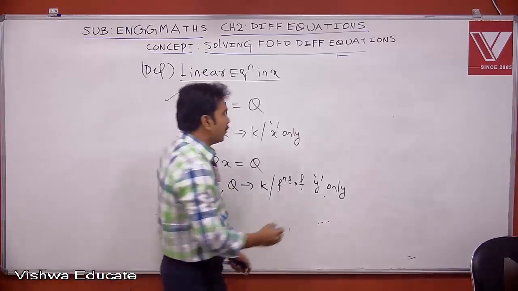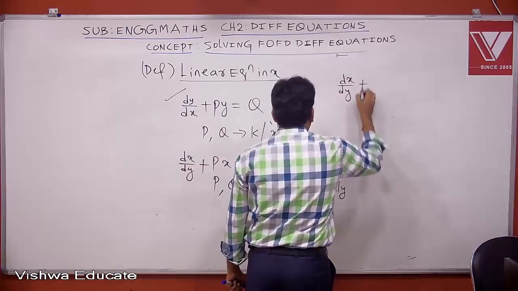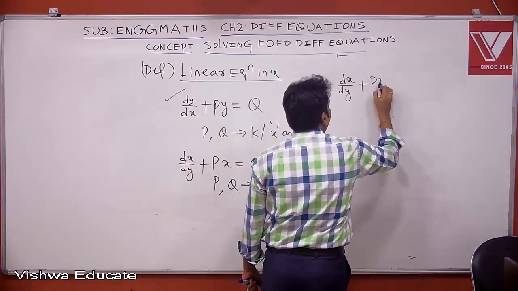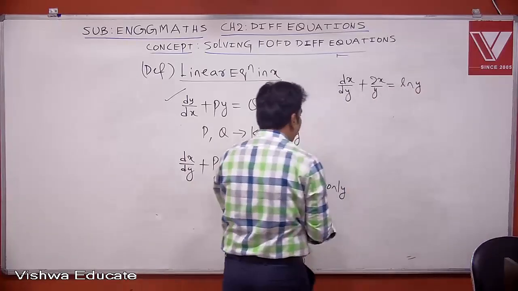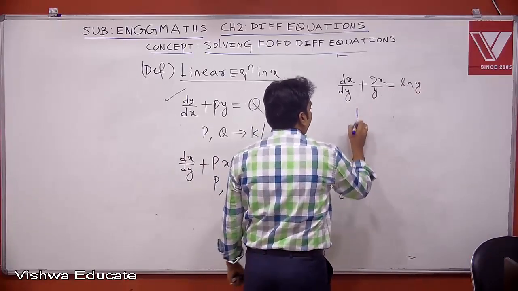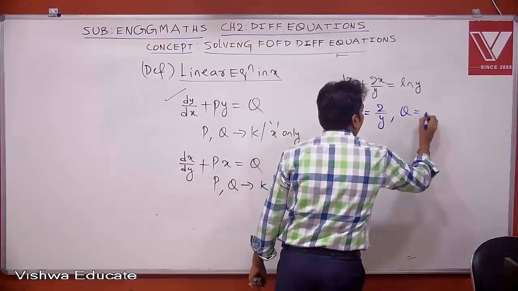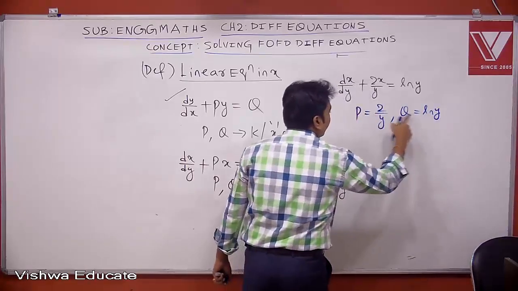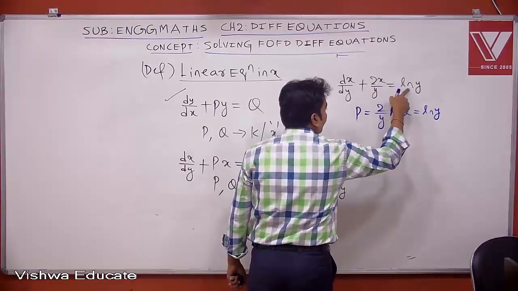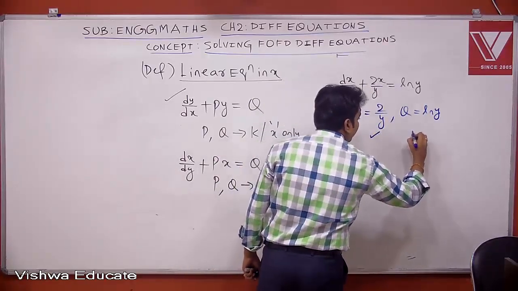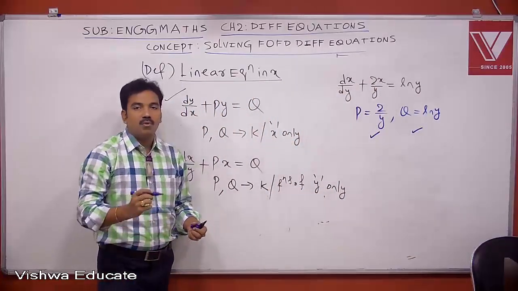Let me give you one example. Suppose the equation is dx by dy plus 2x by y equal to, for example, ln y. Now in this equation, what is my p? This is 2 by y. What is q? This is ln y. So both are functions of y. It is in the form dx by dy plus px equal to q. P is a function of y, q is a function of y. So it is a linear equation in x. Write the definition.